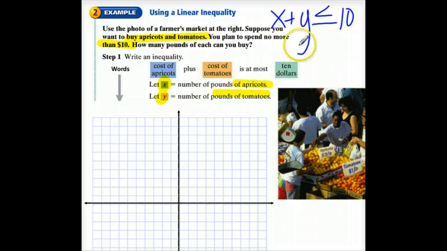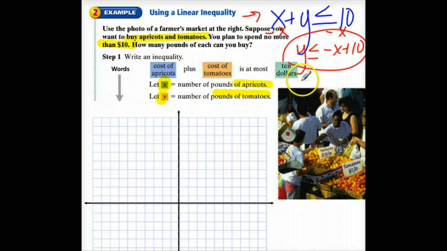Now I can graph because there's lots of possibilities of pounds for apricots and tomatoes. I could do one of each. I could do two of each maybe. So let's see. I'm going to graph all of those solutions. I first need this to be y equals. So I'm going to subtract x from both sides. So I have y less than or equal to negative x plus 10.